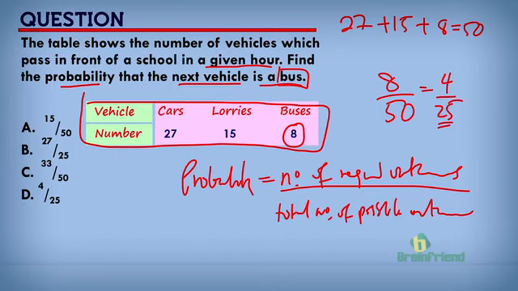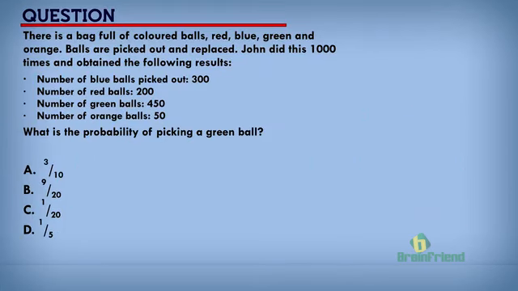Let's see which of our options here has the correct answer. Is it A, B, C, or D? Option D is correct. 4 over 25 is our answer. Let's take the second question. There is a bag full of colored balls. Okay, we have red balls, blue balls, green balls, and orange balls. Now, balls are picked out and replaced. John did this 1,000 times and obtained the following results.